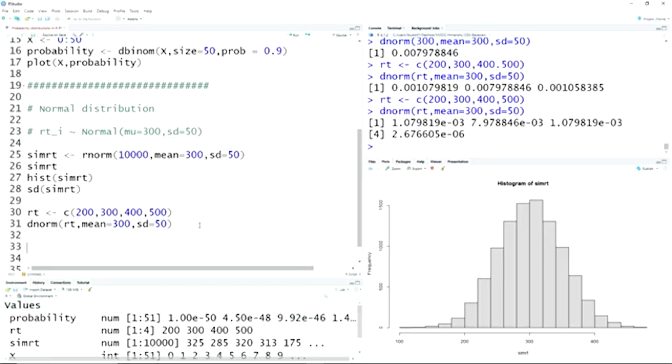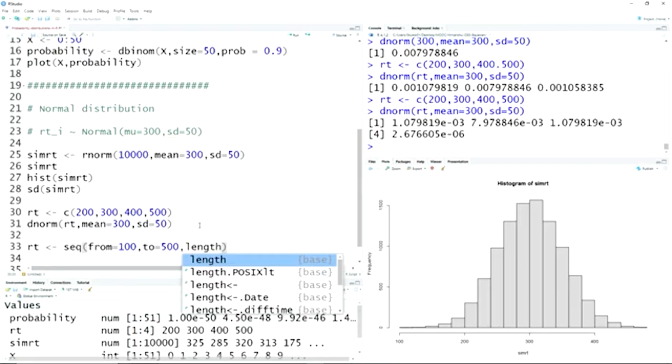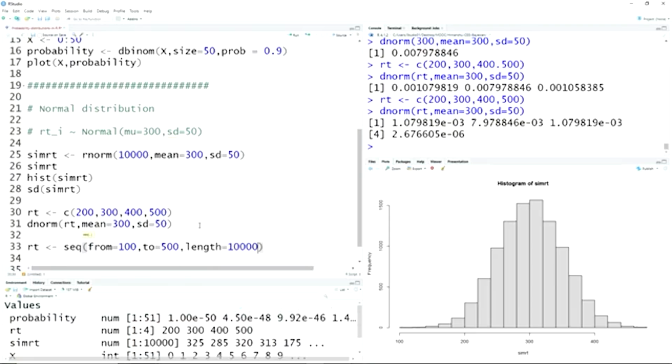I can use this to draw the graph of the probability density function as well. How? Let's say I create a vector of RTs using the seq function, from 100 to 500, and how many data points do I want between 100 and 500? Let's say 10,000. So it will equally break this real line between 100 and 500 into 10,000 points, and for each point I can calculate probability density using the dnorm function.